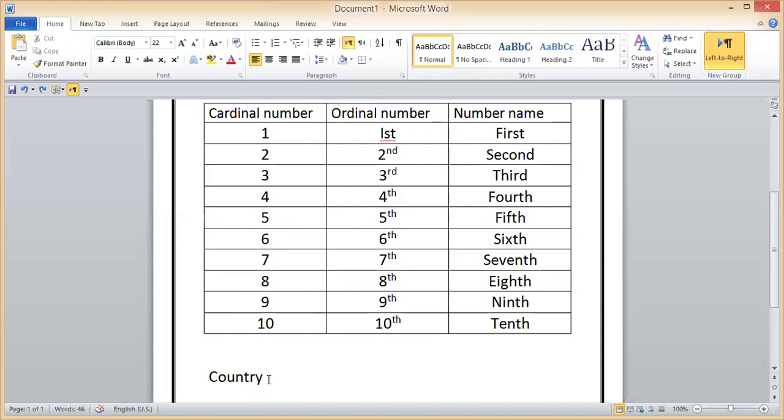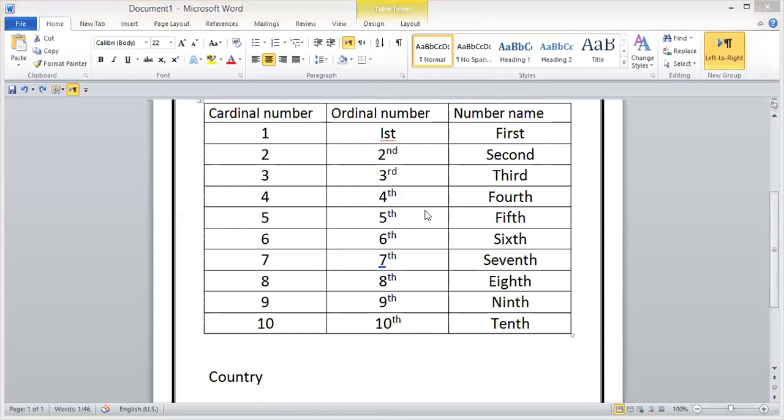Let's suppose I ask you about Y. What is the position of Y in the word country? You will again count 1, 2, 3, 4, 5, 6, 7. So 7 means it is at seventh position. All clear, guys? Yes, sir. That's very good.